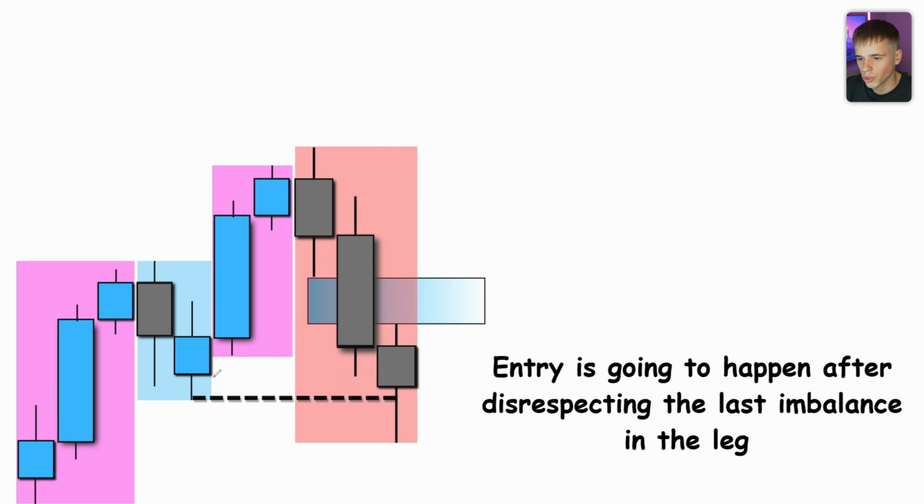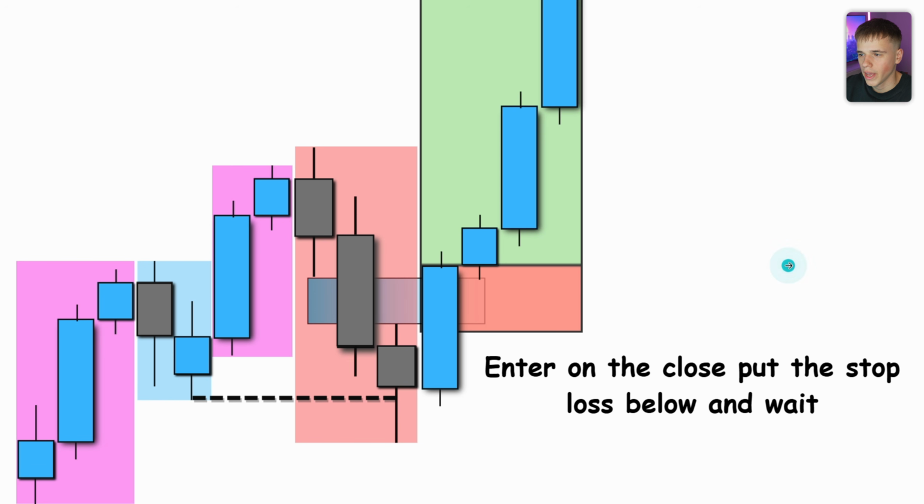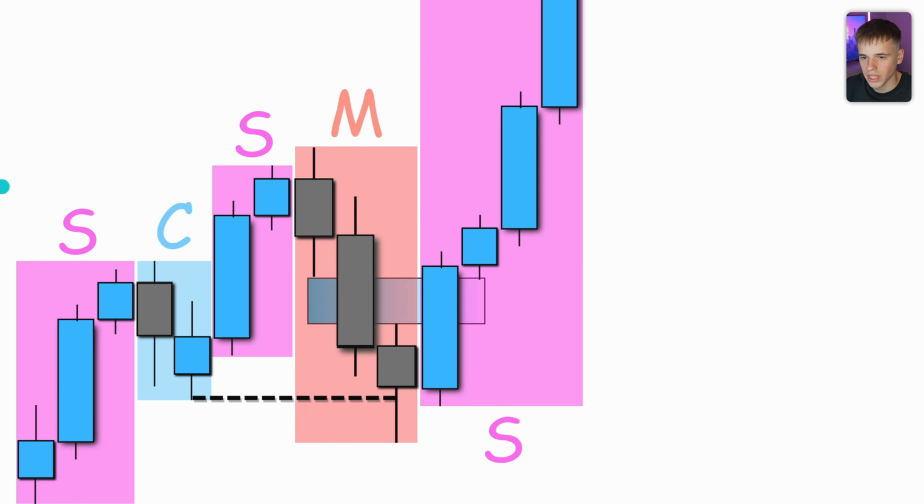So the entry is going to be after the sweep of the correction's low, and then we wait for the disrespect of this fair value gap right here. I'm going to show you the exact time frames and how it is best to catch the biggest moves and the highest probability moves in the actual market. I'm going to show you all the time frames later, but right now, when we get this disrespect right here is when we enter the market. So we enter the market, put our stop loss below, and we target some kind of highs to the upside, and that is it. So this is our whole model.